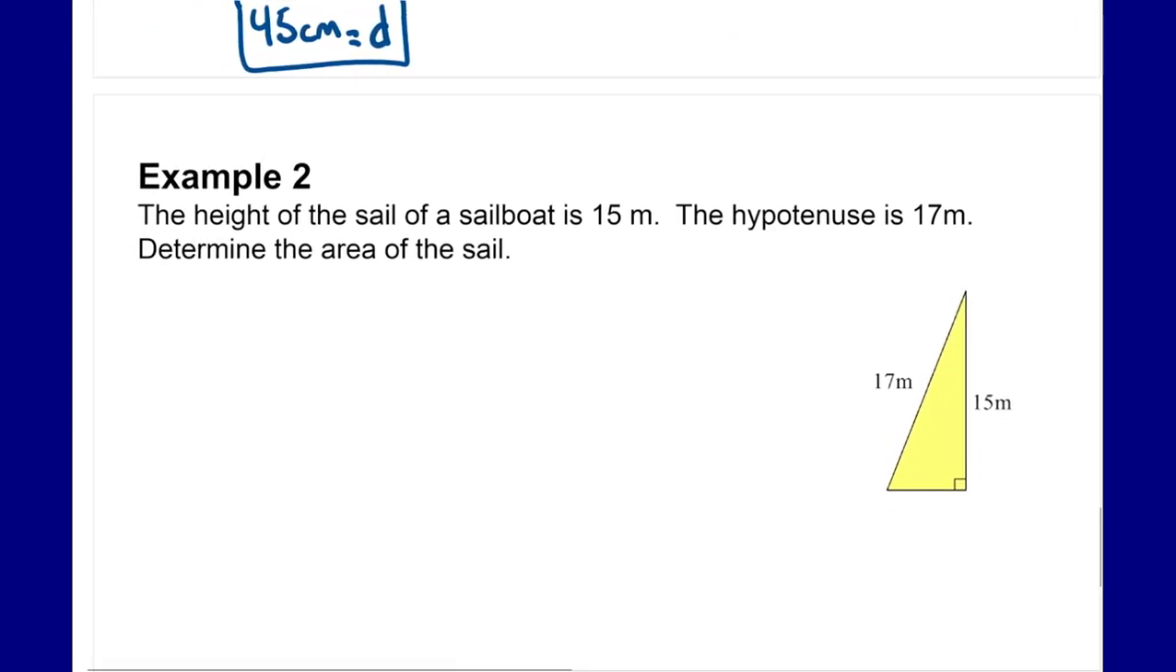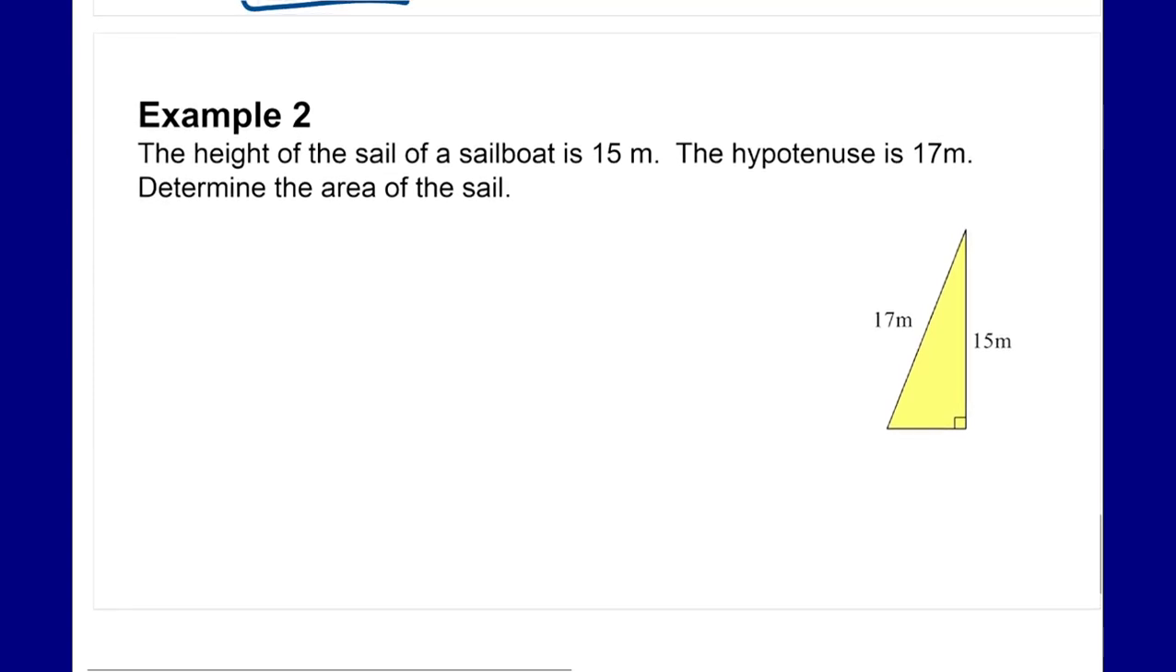Example 2 is similar. We're still going to use the Pythagorean theorem. We're dealing with a right angled triangle. However, here we're told that the height of the sail of a sailboat is 15 meters, and the hypotenuse, or the diagonal, is 17 meters. And we want to determine the area of the sail.